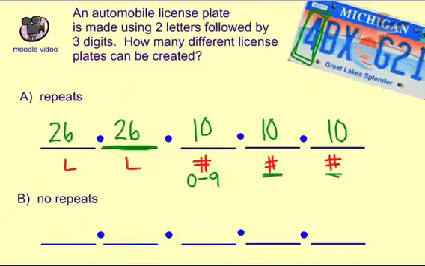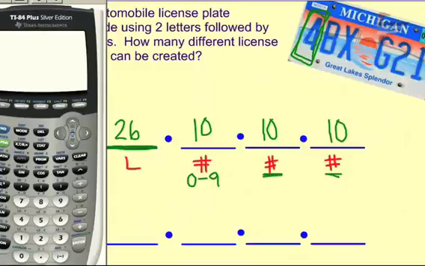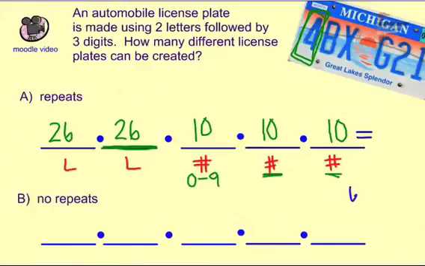So if we grab a calculator and we do 26 times 26 times 10 times 10 times 10, we get 676,000 possible license plates that can be made. So 676,000. That's our answer for Part A.